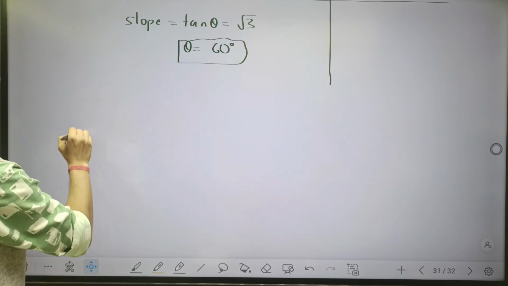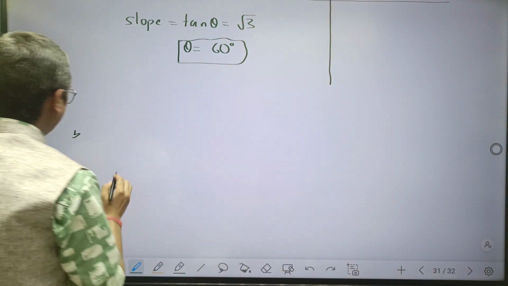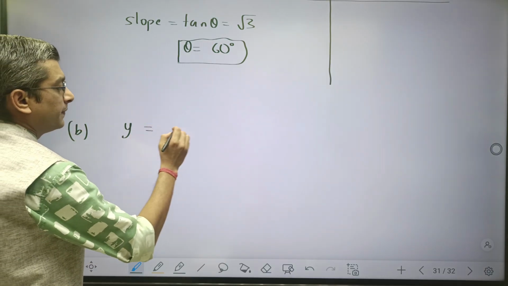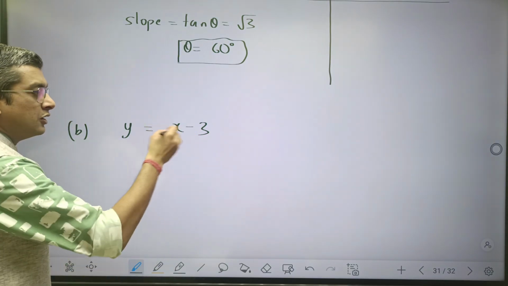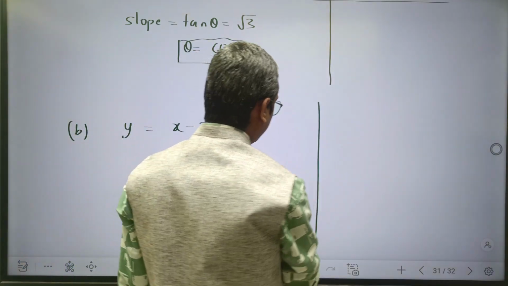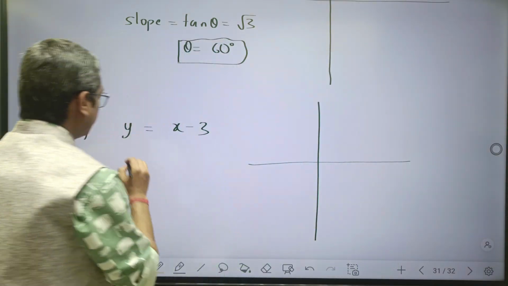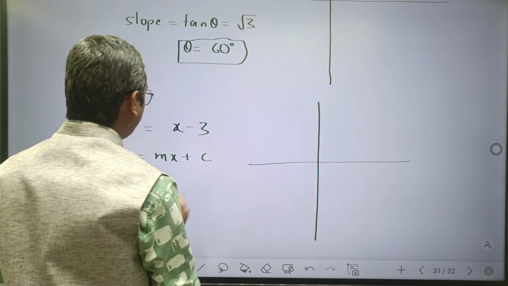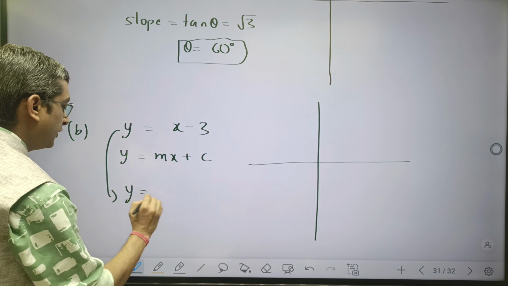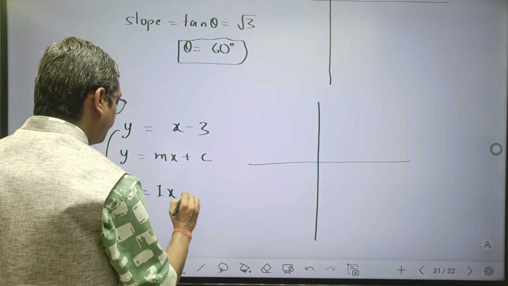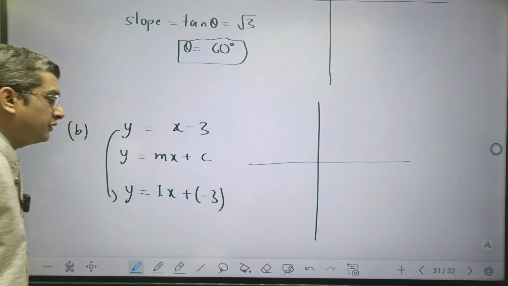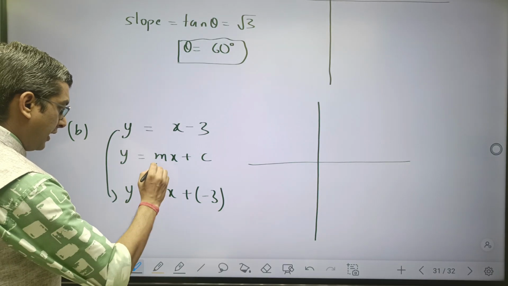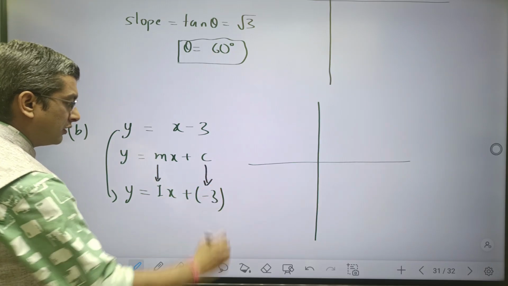Now let's have some more examples. Suppose I write y is equal to x minus 3. I have to represent this one. So how can you represent it? The very first step is to compare it with the standard equation mx plus c. So observe carefully, this can be written as 1x plus minus 3, isn't it? So here m is plus 1 and c is minus 3.